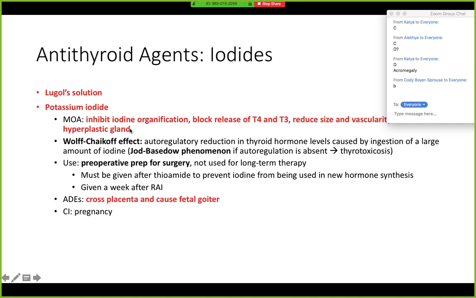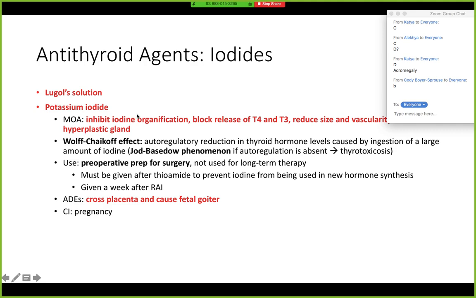Okay. The next group of antithyroid agents are going to be your iodides. So I'm not 100% sure, so I did some reading on my own to make sure, but I'm pretty sure that Lugol's solution is just potassium iodide in water. So I don't know if that is easier for people to take or what, but really they're doing the same thing. One of them is just potassium iodide dissolved in water with iodine.